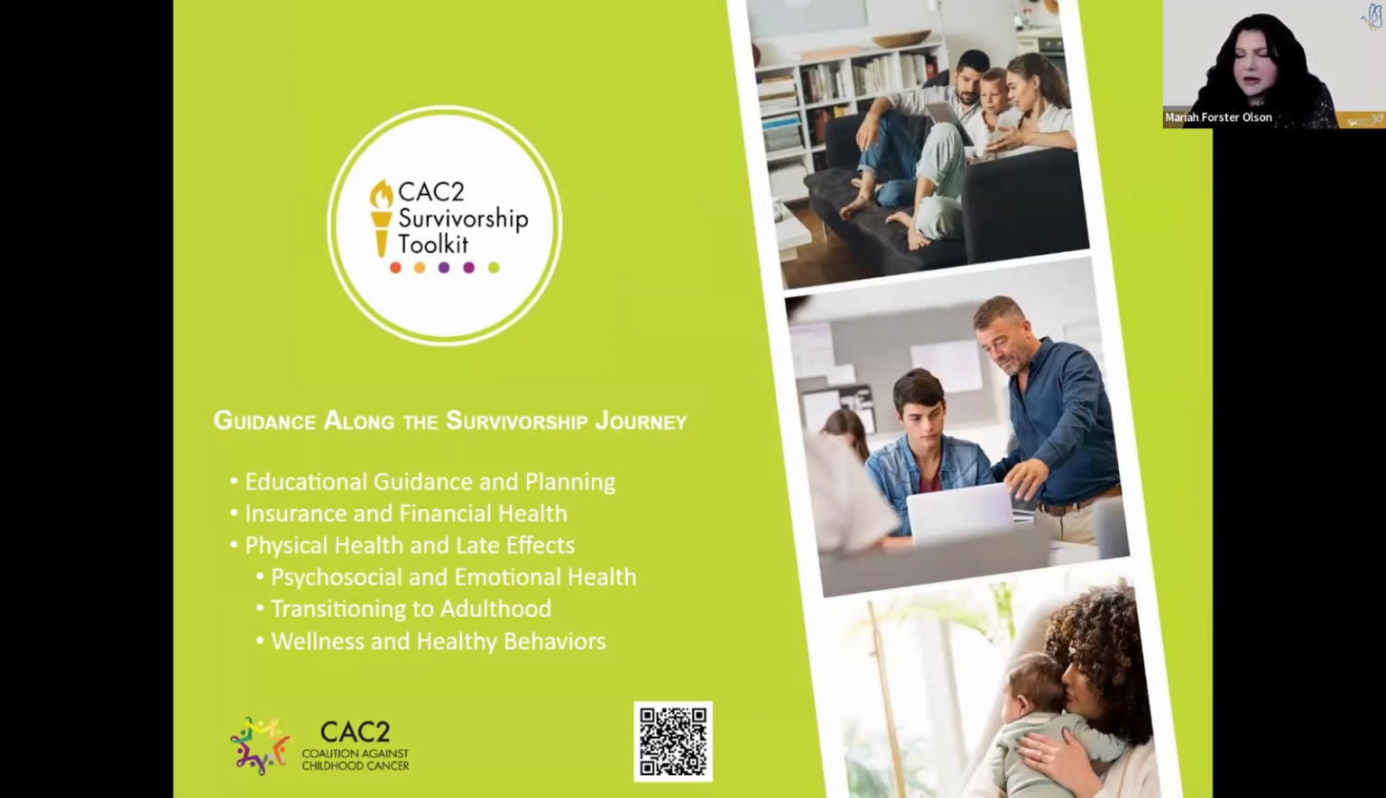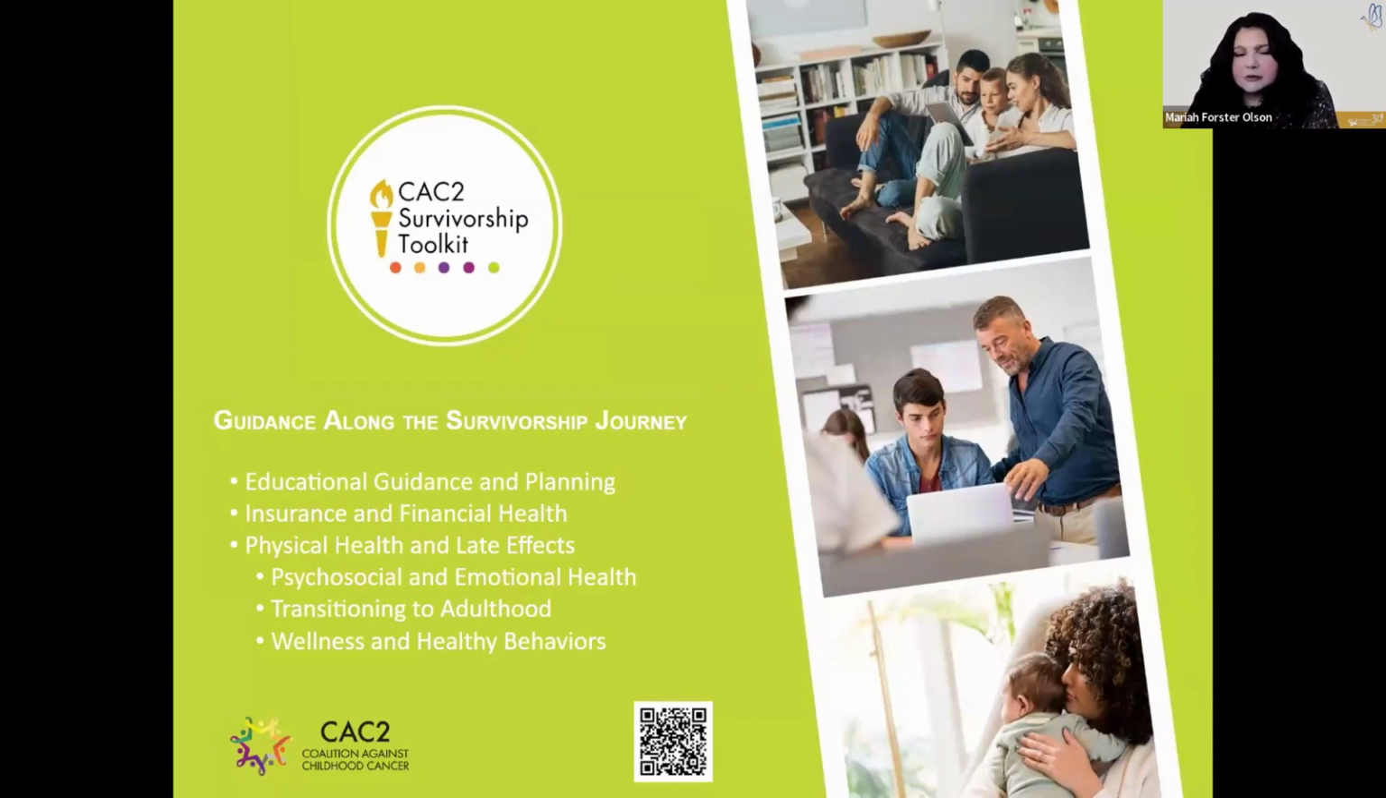Survivors and their families often have several issues to contend with post-treatment, including late effects, finances, family relationships, and the emotional impact on every family member. Current information is readily available in the following 6 categories: educational guidance and planning, insurance and financial health, physical health and late effects, psychosocial and emotional health, transitioning to adulthood, and wellness and healthy behaviors.